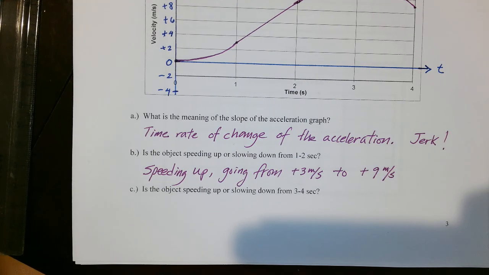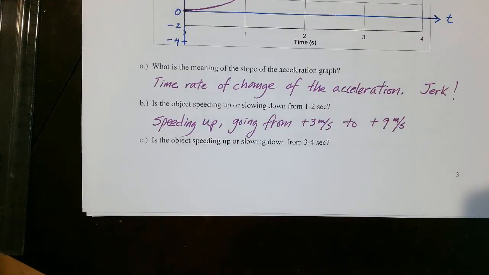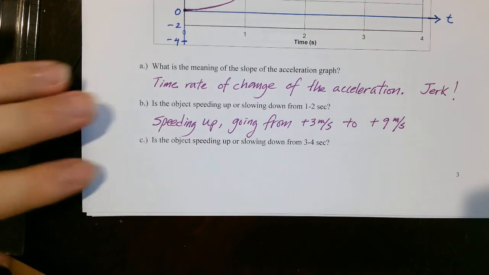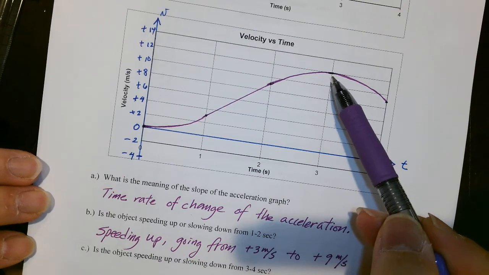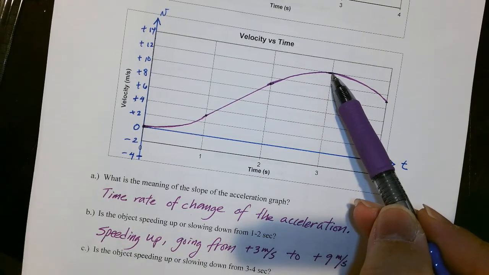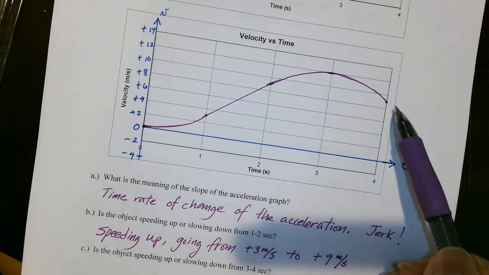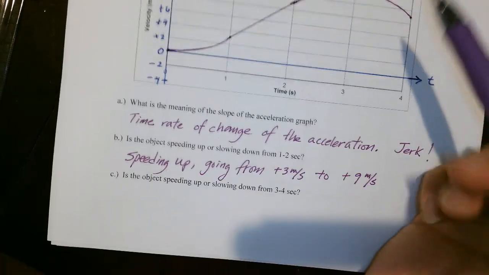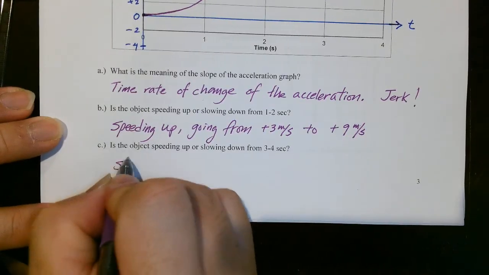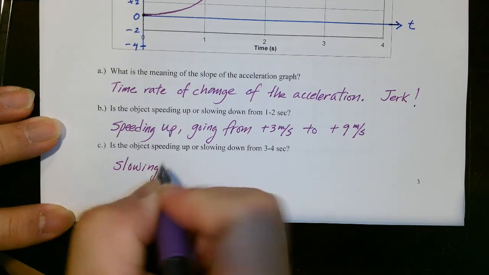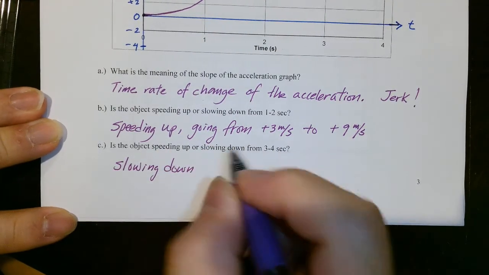All right. What about part C? Is the object speeding up or slowing down from 3 to 4 seconds? Ben? It's slowing down. It's definitely slowing down, right? So we go at 12 meters per second at 3 seconds, and then we slow down to 9 meters per second, right? So it is definitely slowing down.